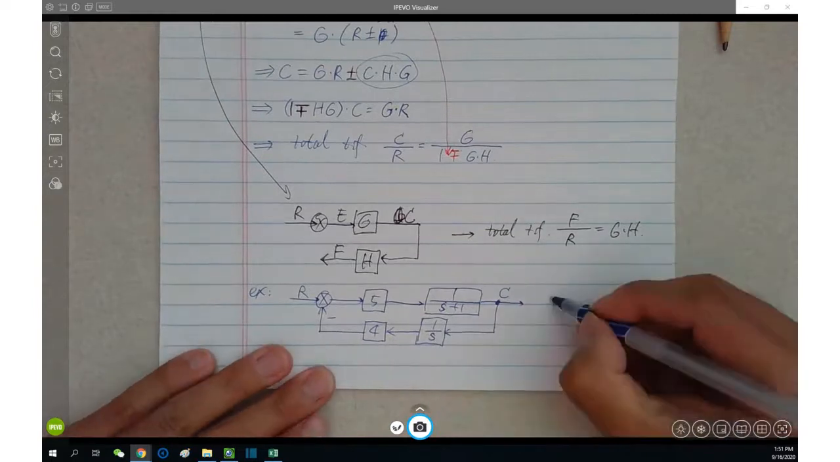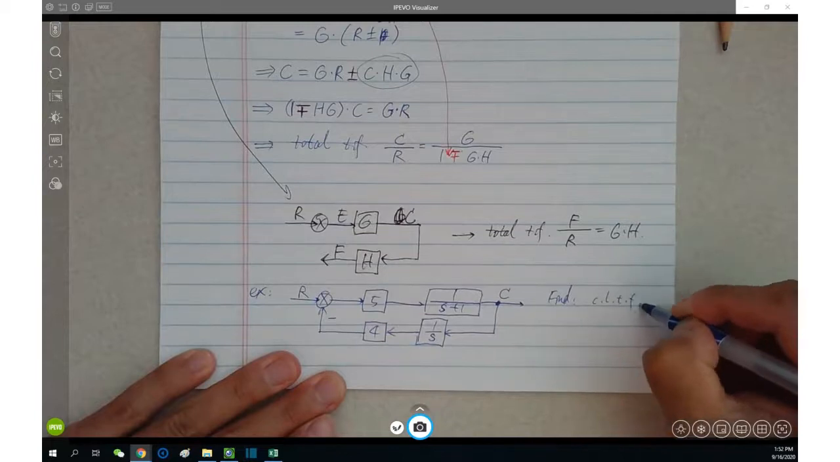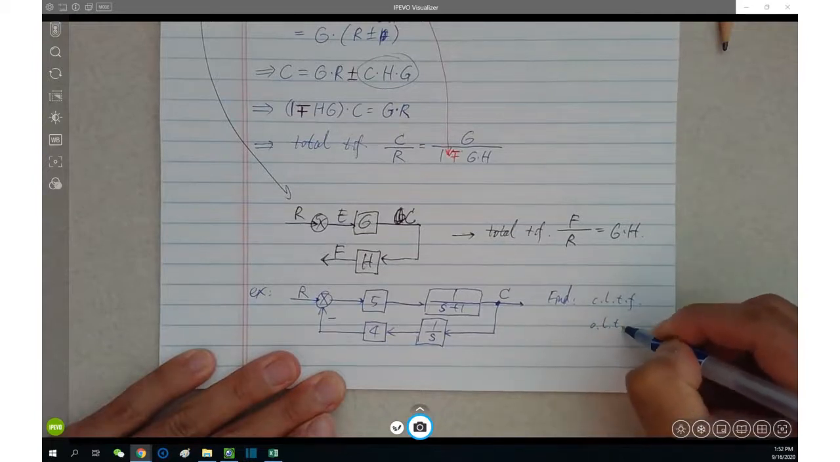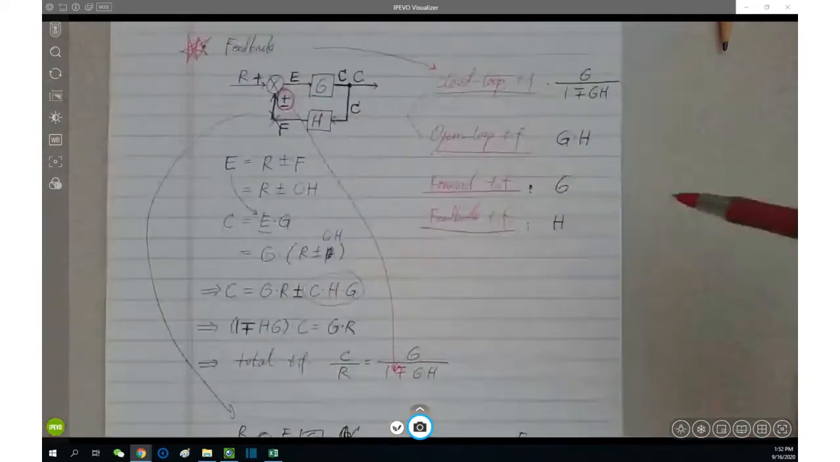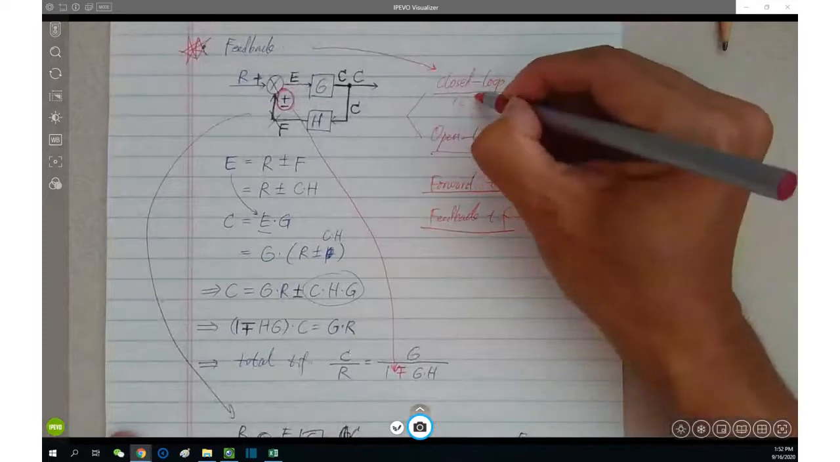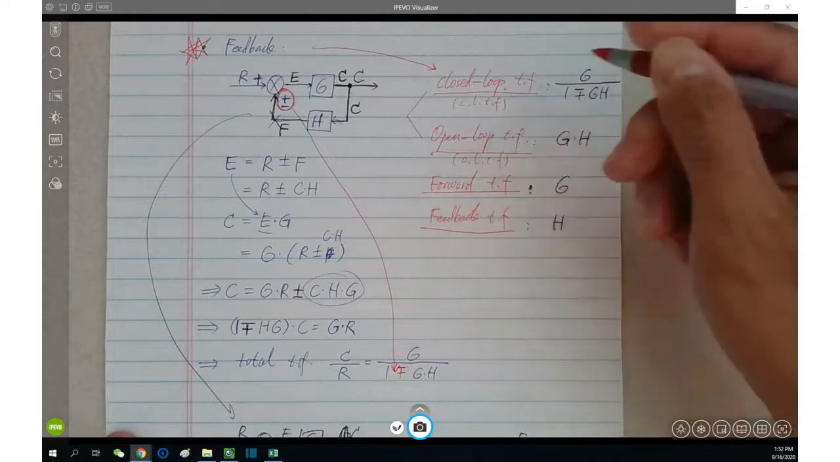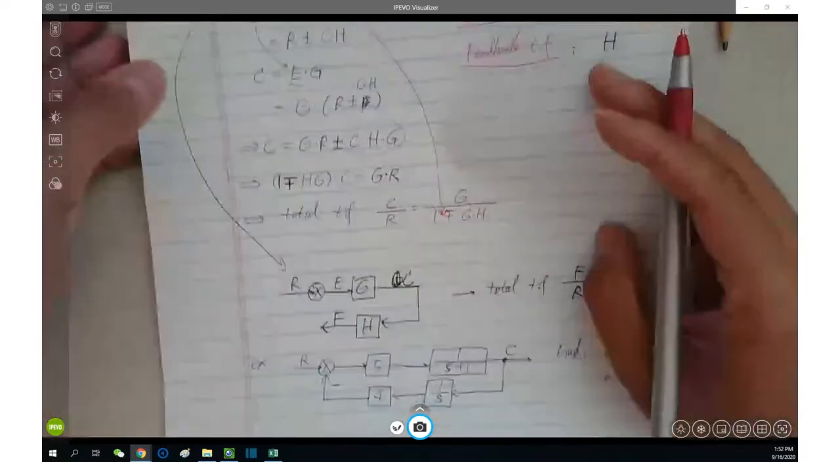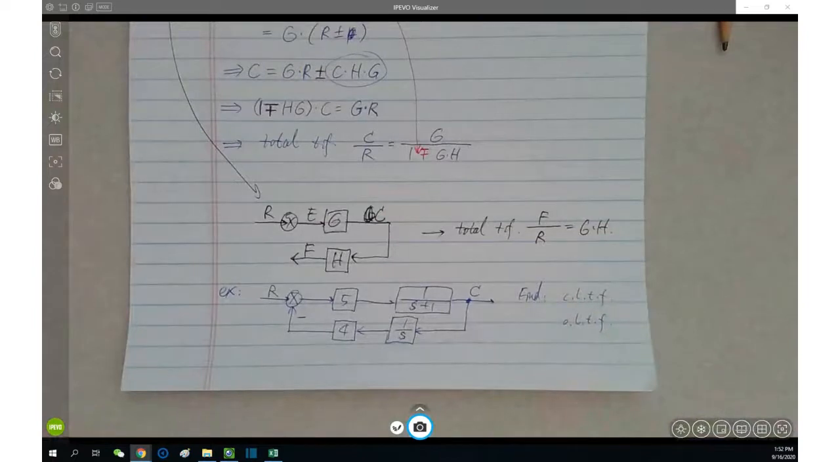Now find the closed loop transfer function and the open loop transfer function. By CLTF, I mean closed loop transfer function, and this is OLTF, okay? So for this example, find these two respectively. Let me give you guys 5 to 10 minutes, and then I will present the solution.